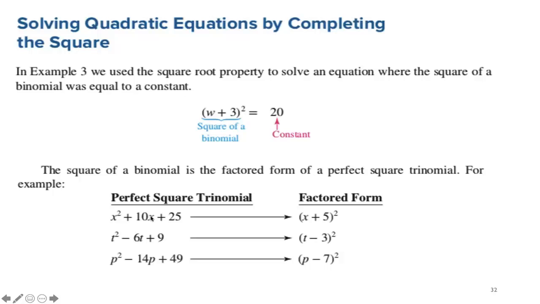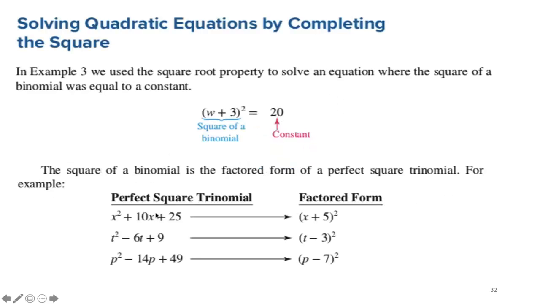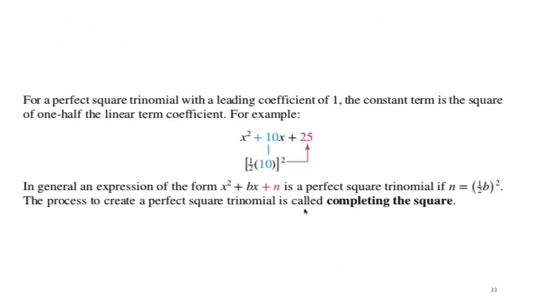So the goal here is that if I can take this expression and create a perfect square like this, that will help me solve my equation. But that cannot always happen, because we don't always have expressions that factor nicely like this. So we have to make it so that it factors nicely like this. And so this process is called completing the square.